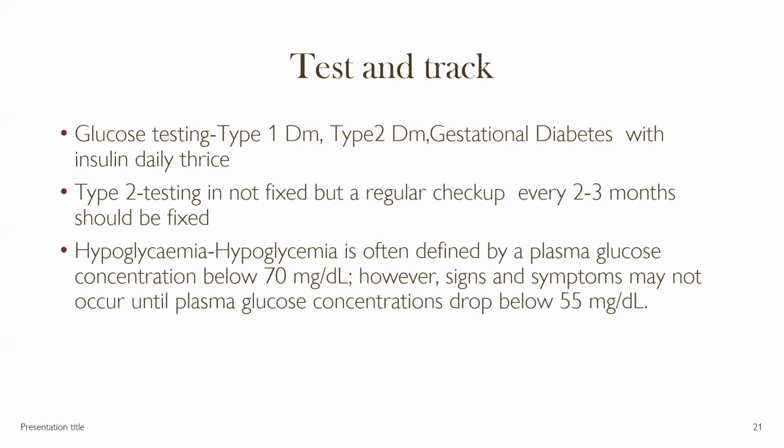Hypoglycemia is often defined by a plasma glucose below 70 mg per dl. Now, when we are giving aggressive diets and asking patients to switch, automatically their blood sugar level starts coming low. So, when do we identify hypoglycemia? If it is below 70 mg per dl. However, signs and symptoms occur only when it drops below 55 mg per dl.